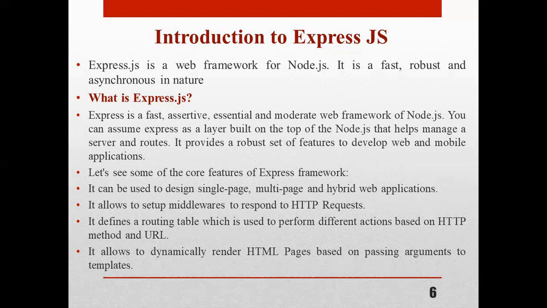It also allows setting up middlewares to respond to HTTP requests, and middlewares for connecting to the database. Whenever a client sends any request, we have to connect that request to the server or to the database by those middlewares. So there are some middlewares in Express.js. It also defines a routing table which is used to perform different actions based on HTTP method and URL. It allows dynamically rendering HTML pages based on passing arguments to templates.